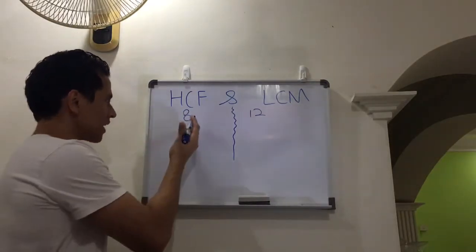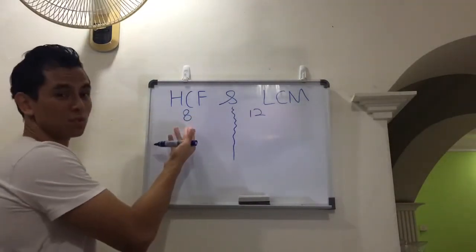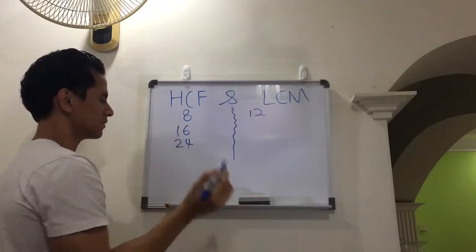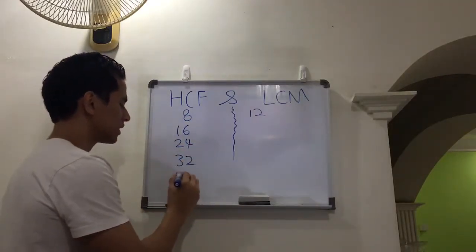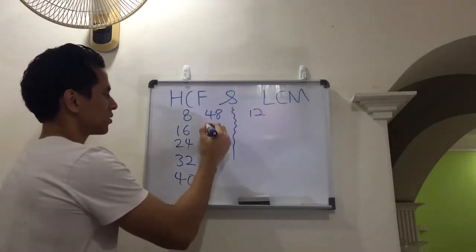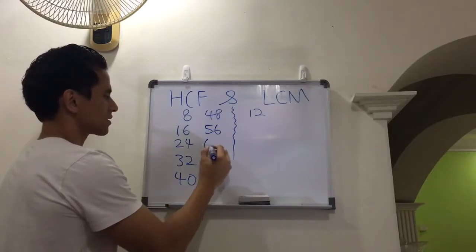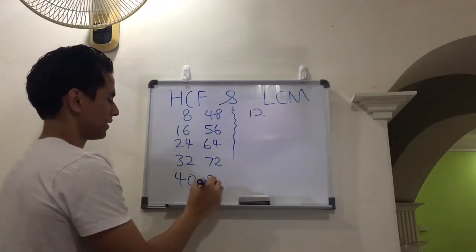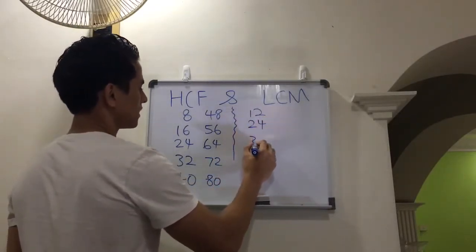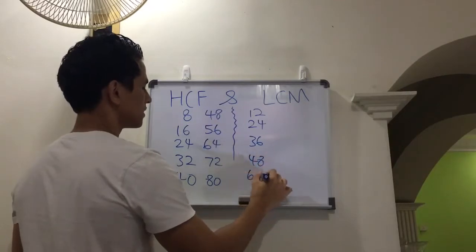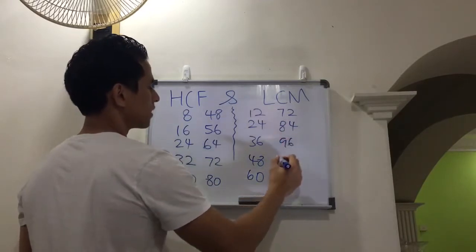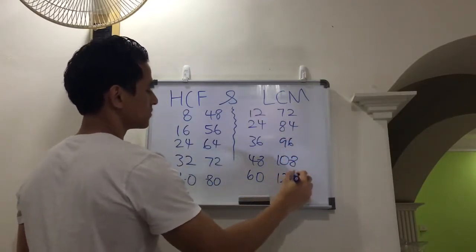Right now, the first multiple of 8 is just 8. Second multiple of 8 is 16. Third is 24, 32, 40, 48. I'm going to go up to 10 multiples, so I'm going to carry on. 56, 64, 72, and 80. Likewise for the number 12, we have 12, 24, 36, 48, 60, 72, 84, 96, 108, and 120.